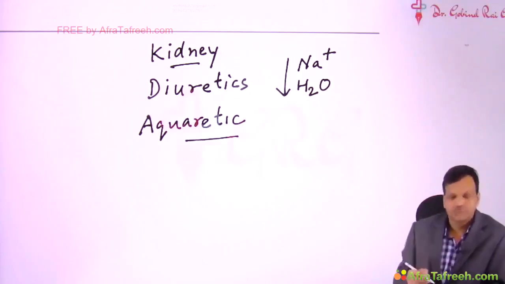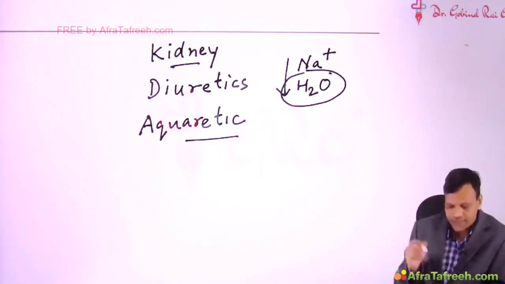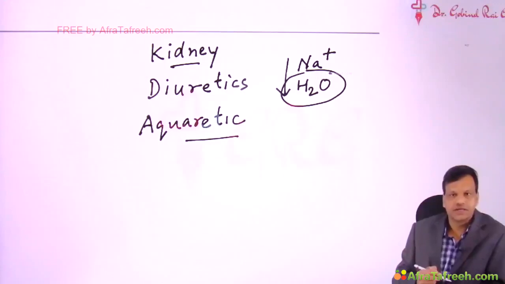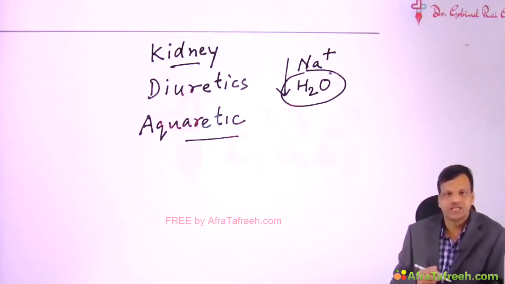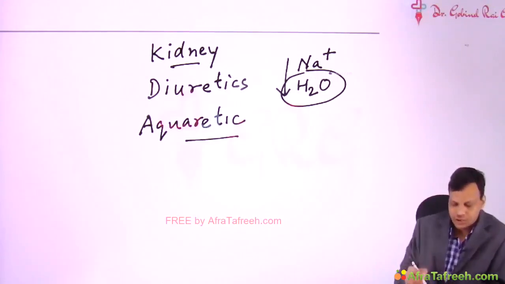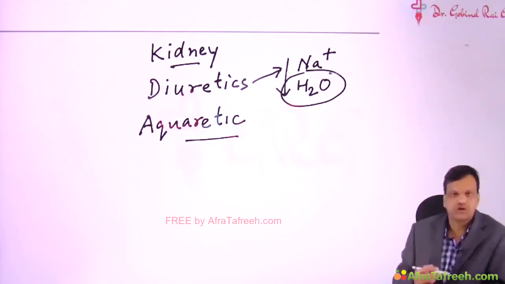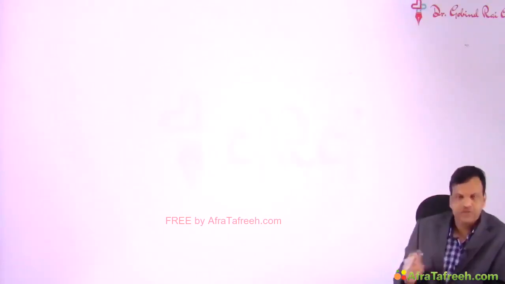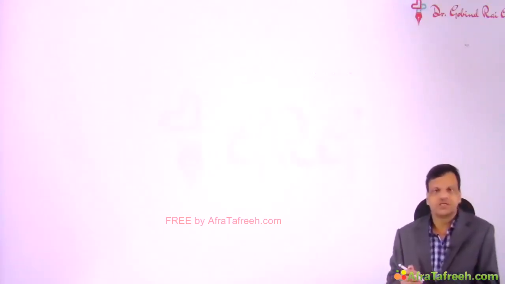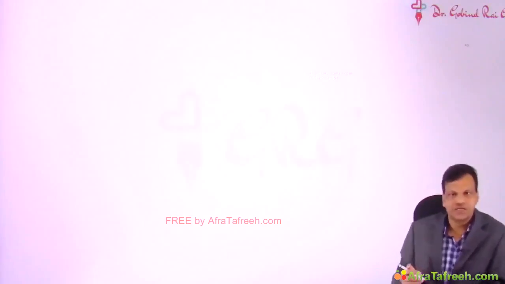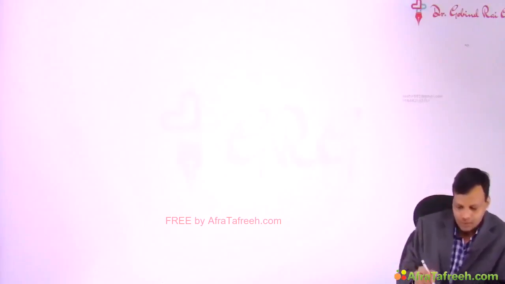Water is an example of an aquaretic. If we drink an excessive amount of water, more will be excreted by the kidney. So that is aquaretic. Whereas diuretics are the substances which cause loss of sodium and water in the urine. Now we can classify the diuretics based on site of action, that means where they act on the nephron.